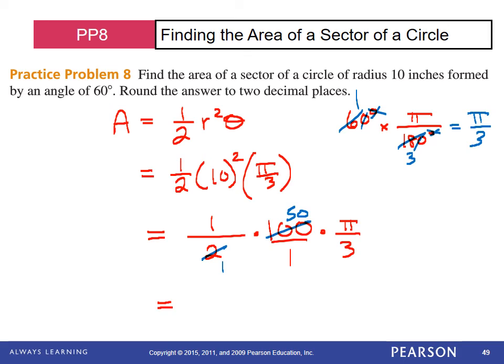Alright, so if they're asking for the exact value, it says, what is the exact value? It's going to be 50 pi over 3 inches squared. Alright, if they're asking for an approximation to the nearest tenth or to the nearest hundredth, in this case it's 2 decimal places, so again, punch it into the calculator here, 52.36. And again, we're going to put inches squared, because remember, area is always in terms of square inches.